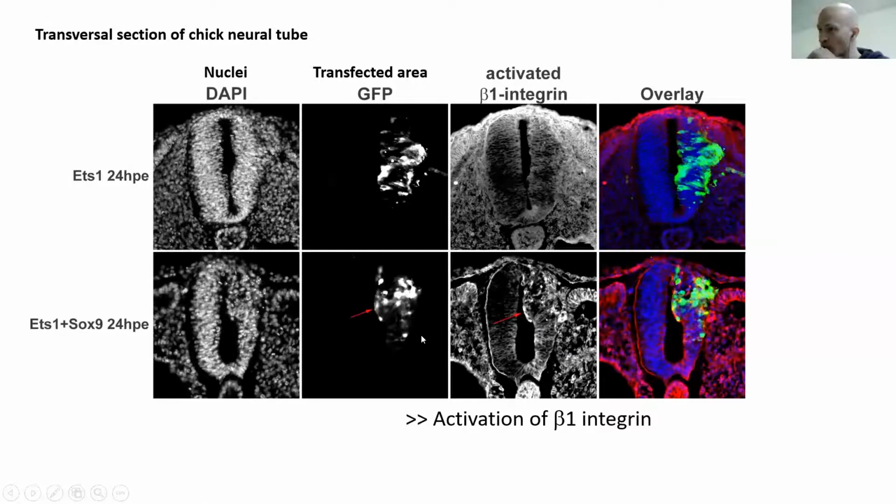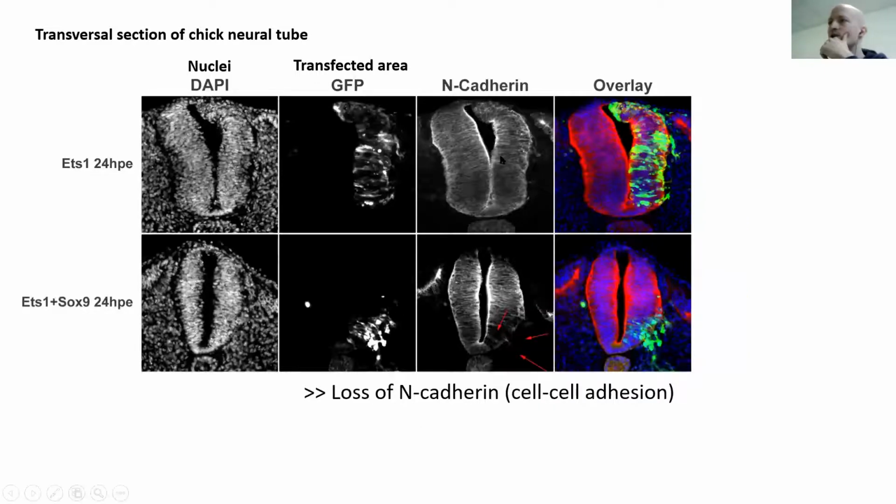And then if you look at a molecule that binds the cells to each other, in this case one called N-cadherin, and again, you can focus only on the third column here in the middle. If we overexpress ETS1, we don't see any massive downregulation of this protein, but when you co-express it with SOX9, then you have these black areas full of green cells, and if you look at the green cells on this image, you can see that you don't detect any signal in them, so that means they have lost this cell-cell adhesion molecule.